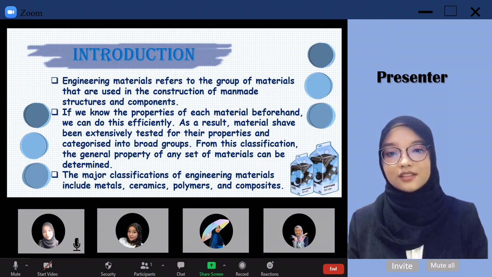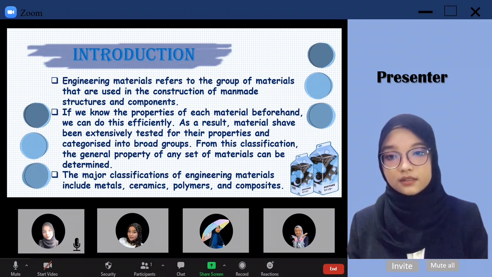The material required in constructing any building or infrastructure needs to be tailored to satisfy the design requirement and client needs. If we know the properties of each material beforehand, we can do this efficiently. As a result, materials have been extensively tested for their properties and categorized into broad groups. From this classification, the general property of any set of materials can be determined.